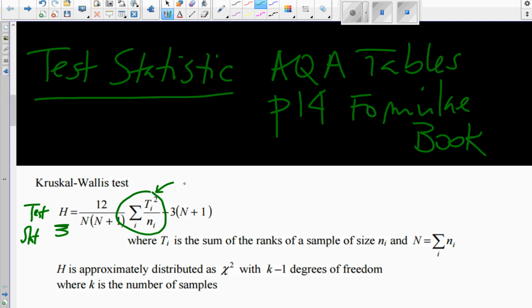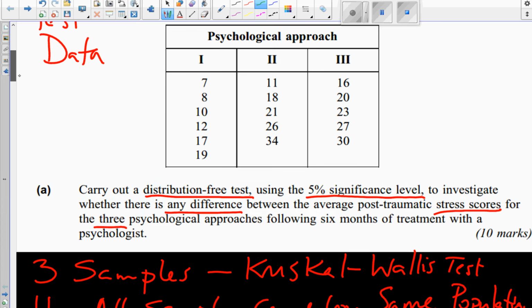But this summation is based on Ti, and it's given us a definition of Ti here. So Ti is the sum of the ranks of a sample of size m. So that's summing ranks. We've done this before, haven't we, in the other tests, Wilcoxon, where we ranked the data and then we've summed it up. So we're going to follow that route. So let's go back to our test data, and get to work on that.